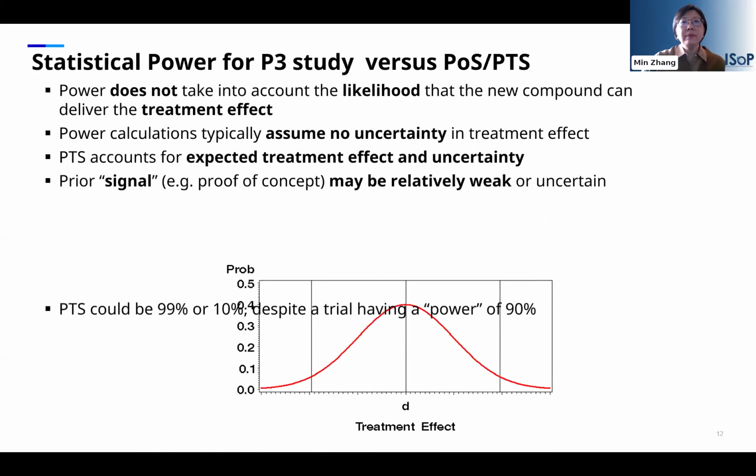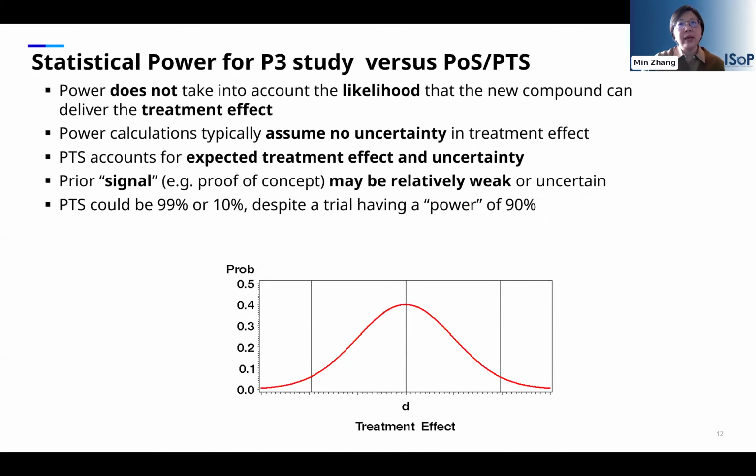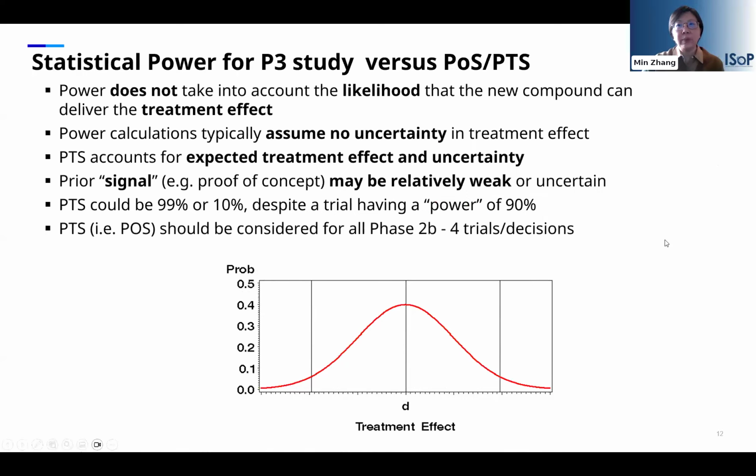So the main difference between POS and PTS and the pure frequentist statistics power of a study is the consideration of uncertainty. The frequentist power calculation typically assumes no uncertainty in treatment effect, while POS and the PTS, the Bayesian version of the power, accounts for not only the expected treatment effect, but also its uncertainty. Sometimes the prior signal, such as the ones from proof of concept study, may be relatively weak, or with a large variability.